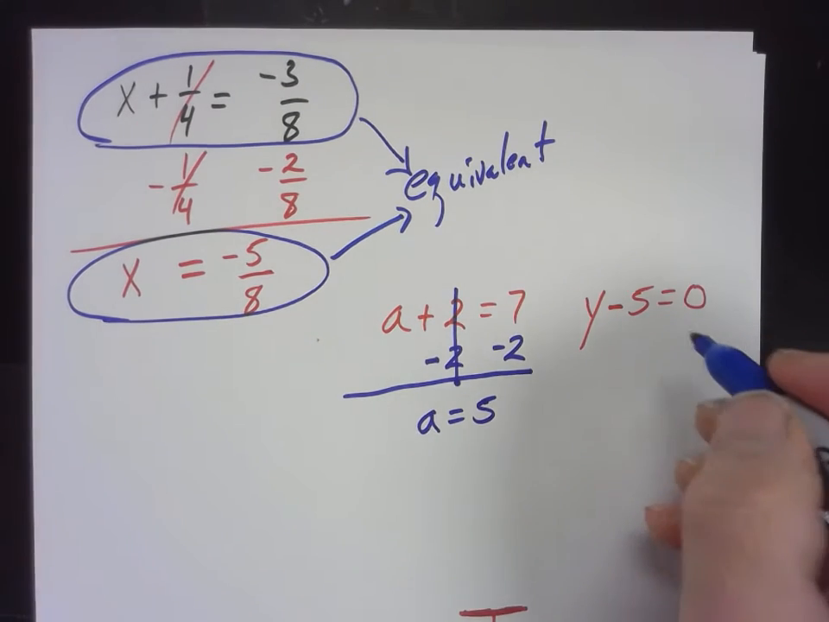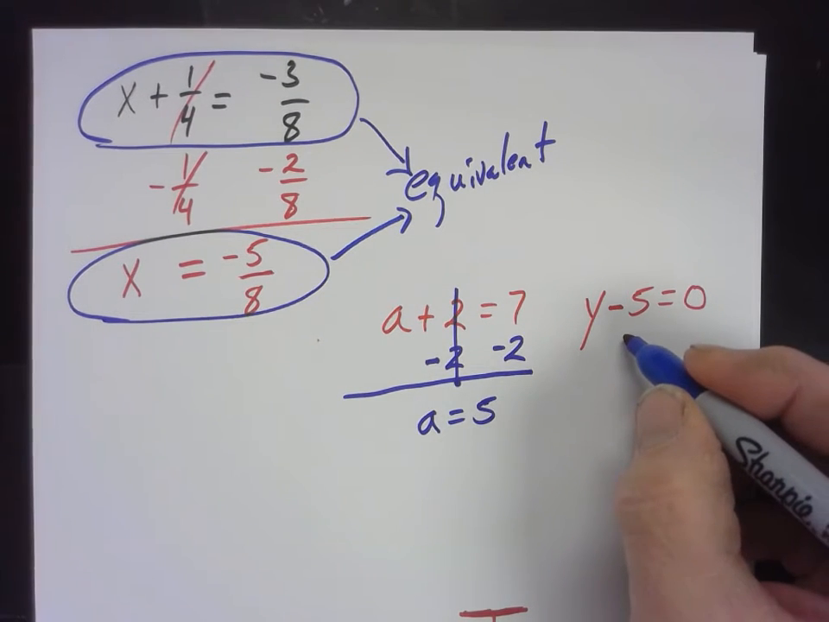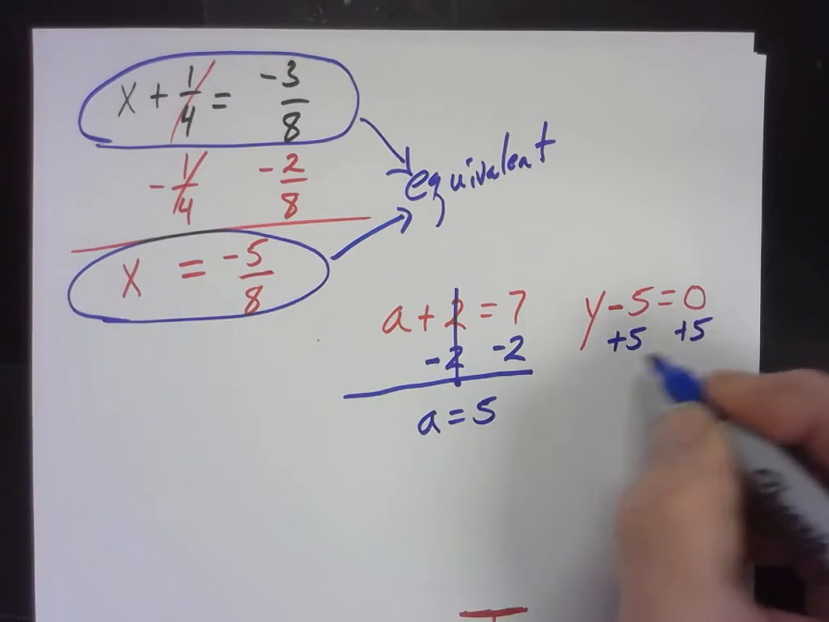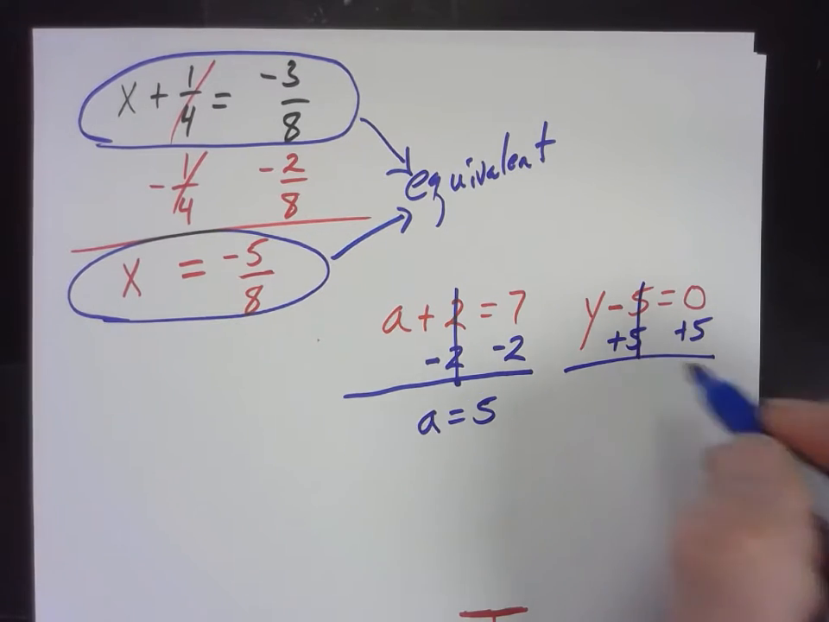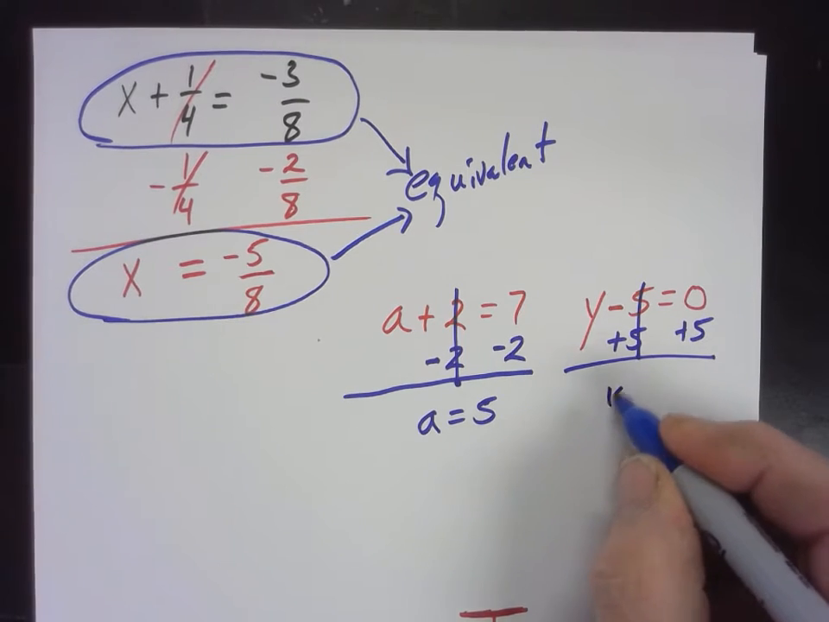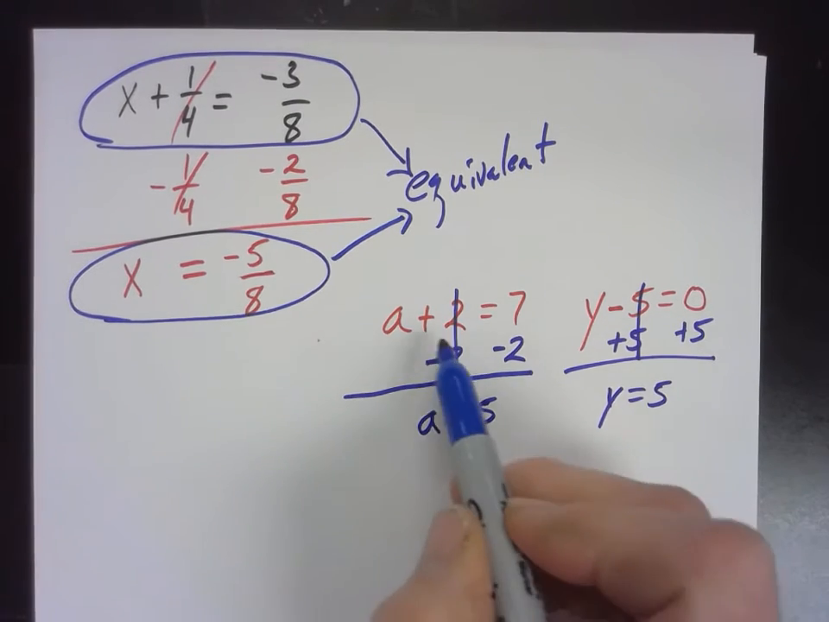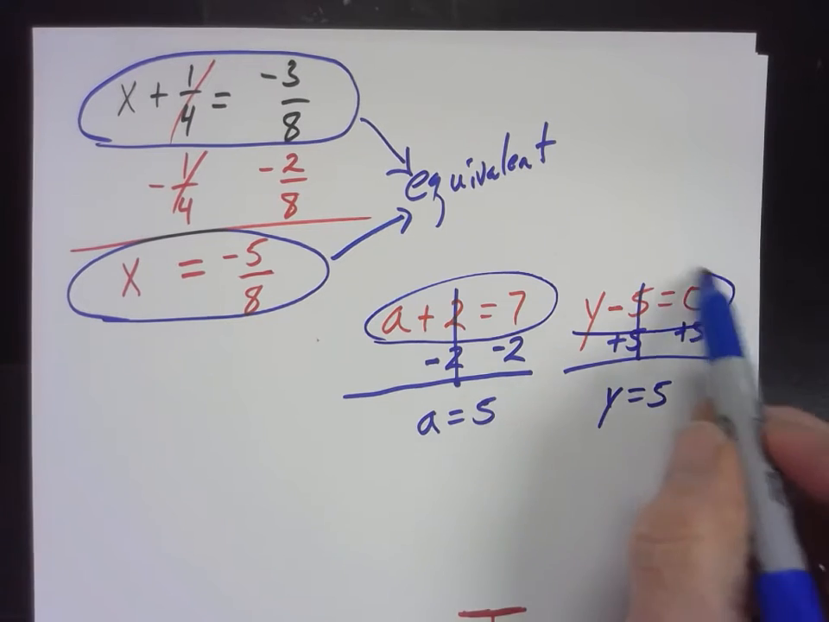Over here, what do I need to do to both sides? Add 5. Add 5. Big line. These add up to 0. What's the new equation say? Y equals negative 5. Okay. So what do these two original equations have in common?